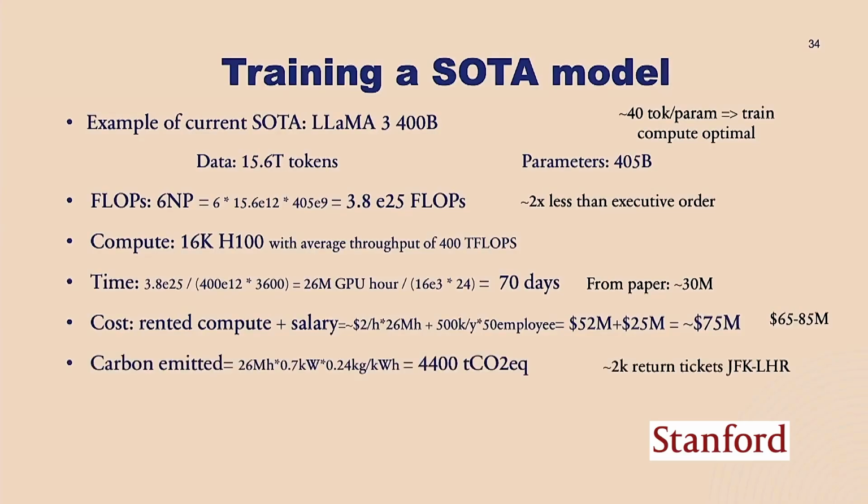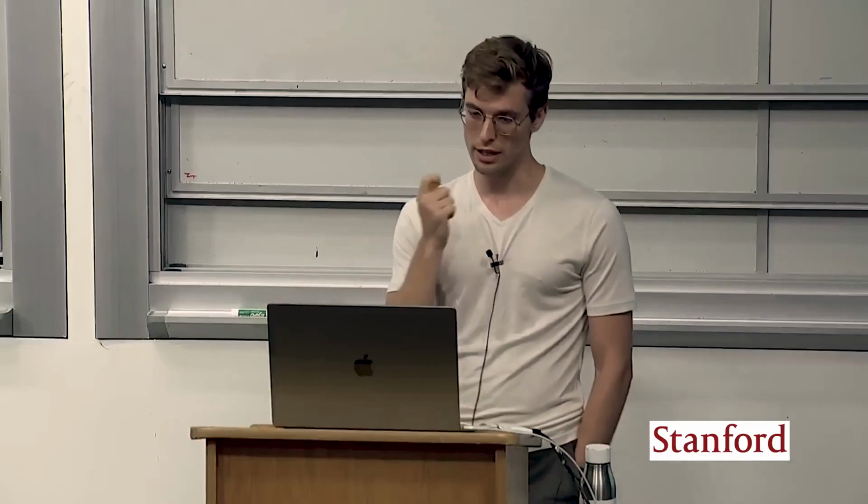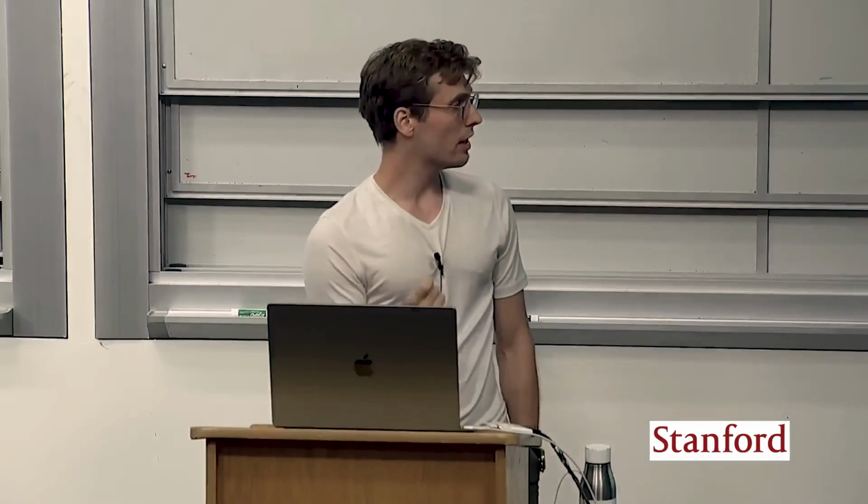Carbon emitted: a lot of people might ask, because cost is not the only thing that is important. So I did the computation. It's around 4,000 tons of CO2 equivalent. That is actually only 2,000 return tickets from JFK to London. So right now, carbon emitted is huge, but it's not meaningful yet. I think in maybe GPT-6, GPT-7, once you multiply this by 100, that might become a real issue. Right now, it's still not an issue in the grand scheme of things.